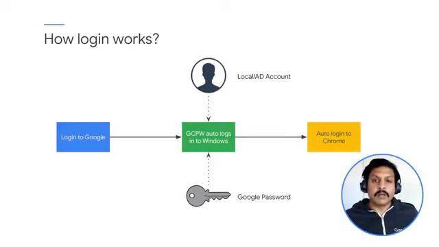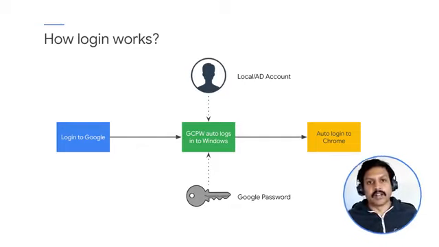Next, GCPW automatically logs the user into Chrome so that the user is able to access any Google resource like G Suite, Google Cloud Platform, or any third-party SSO apps. All this is done behind the scenes during the login process. If the device is not connected to the internet, then the user will see the regular Windows password field where they can simply type in the Google password to log in.